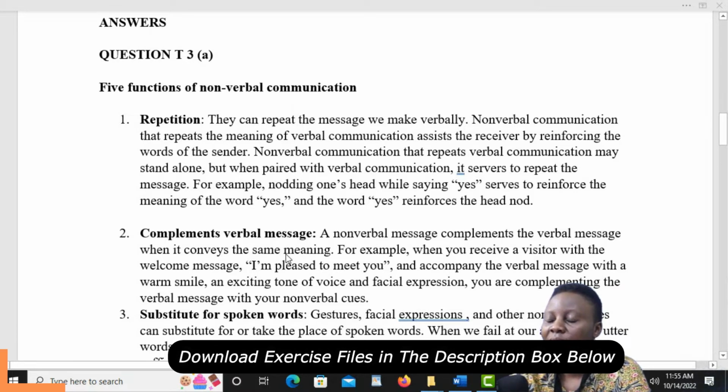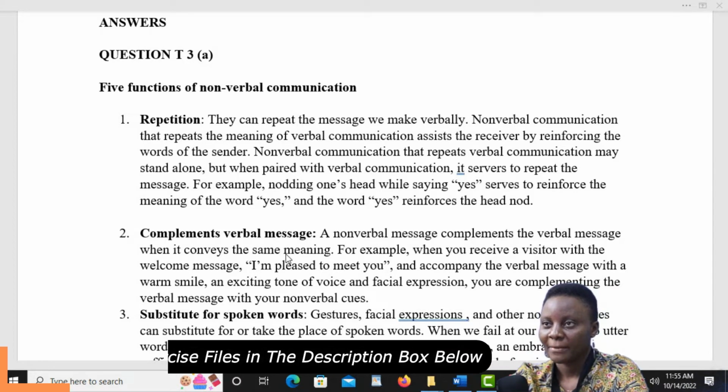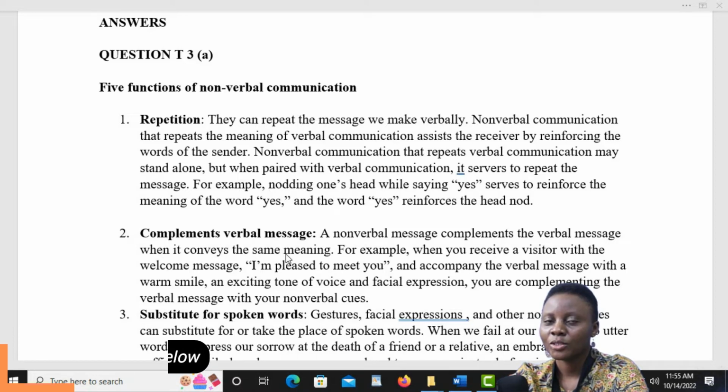First, we need to understand what nonverbal communication is, and it is just the direct opposite of verbal communication. What happens in nonverbal communication takes place even in absence of words. You can use gestures, facial expressions, body language, name them, to communicate as well. So what functions do nonverbal communication cues play?